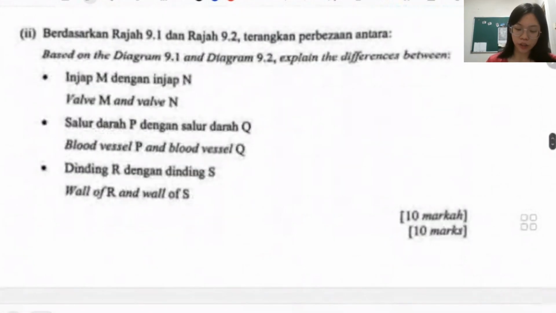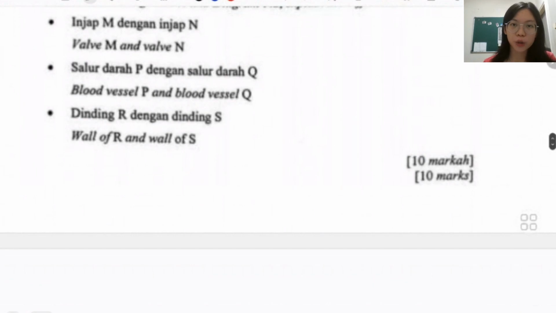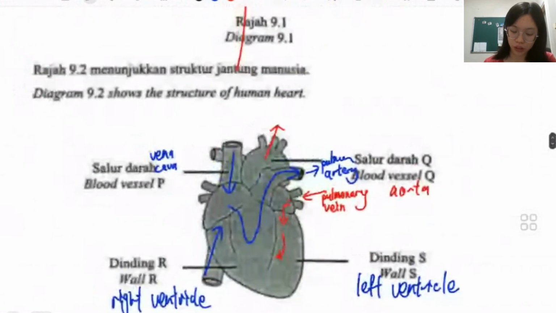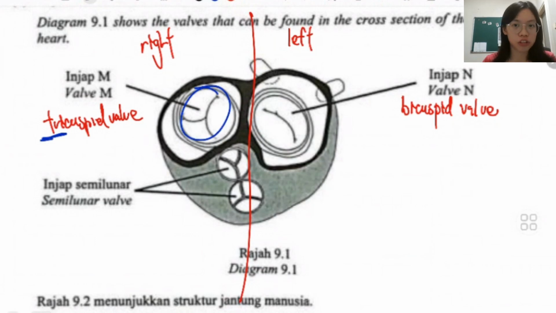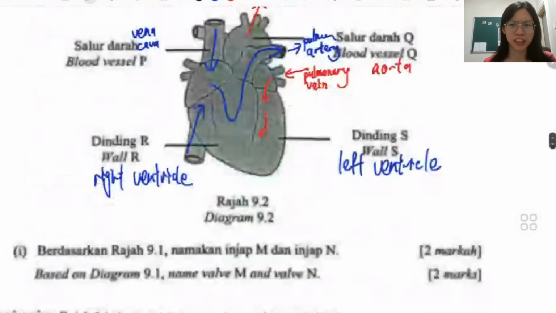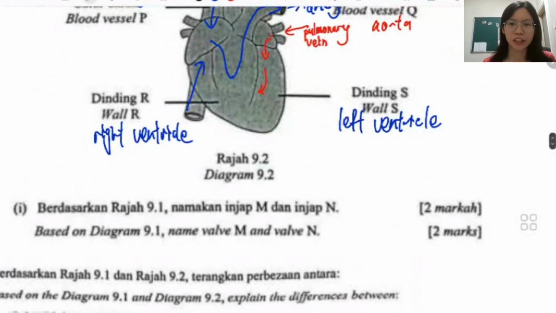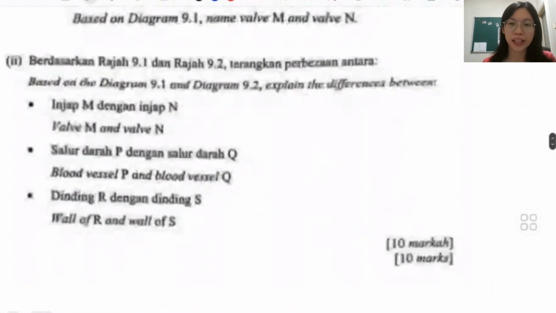Okay, valve M and N, how are you going to compare between them? If you take a look, maybe this diagram is not really obvious. But since it's called a tricuspid valve, an easier way to remember is it actually has three leaflets. That's extra info. And the bicuspid valve has two leaflets. This extra info, they actually didn't mention. Did they mention? I can't really recall. But yeah, that's one of it.